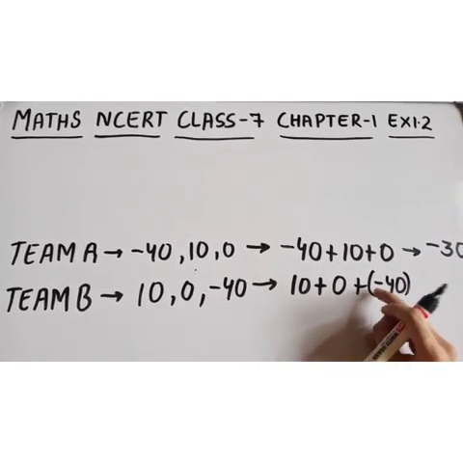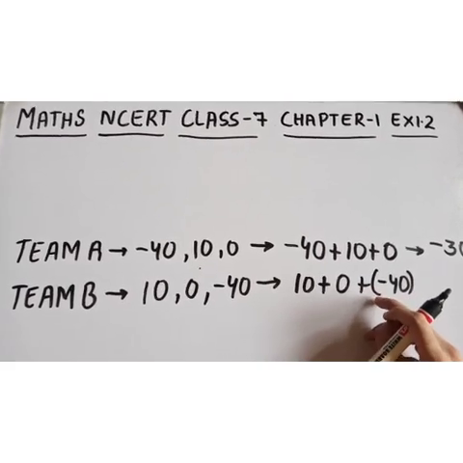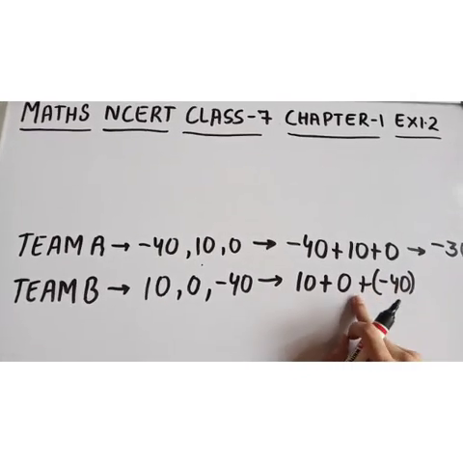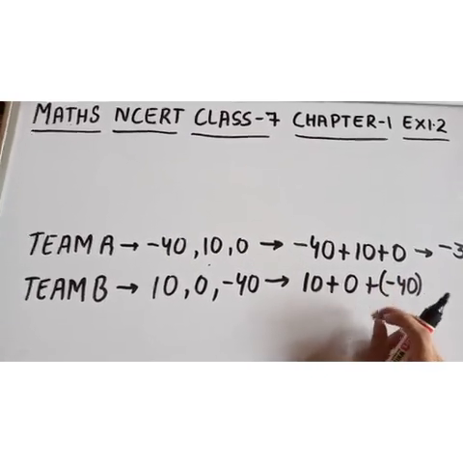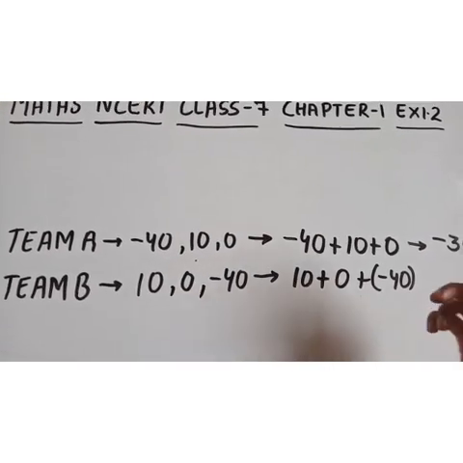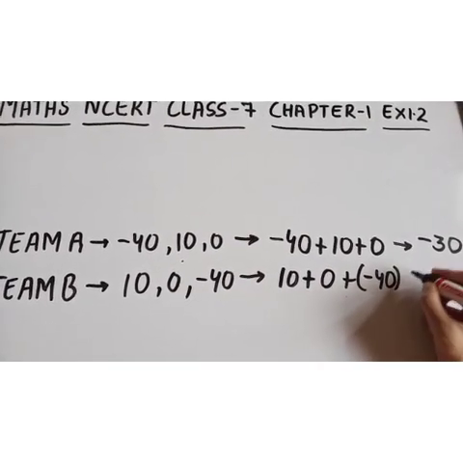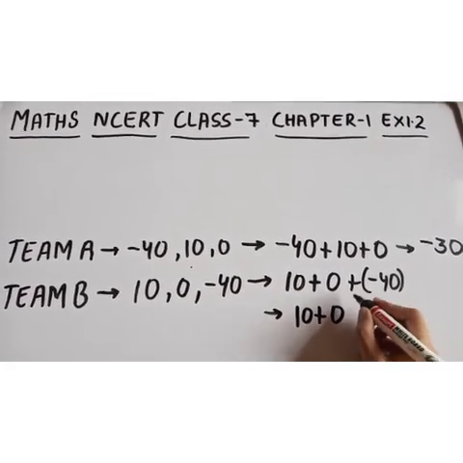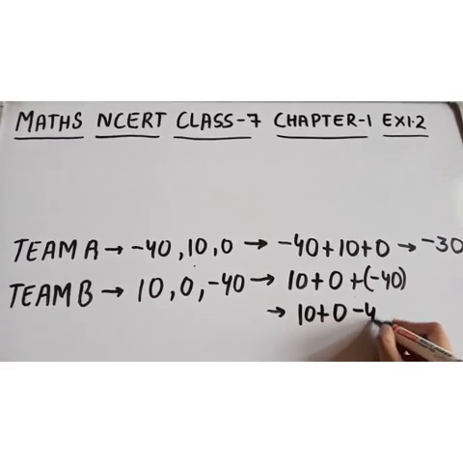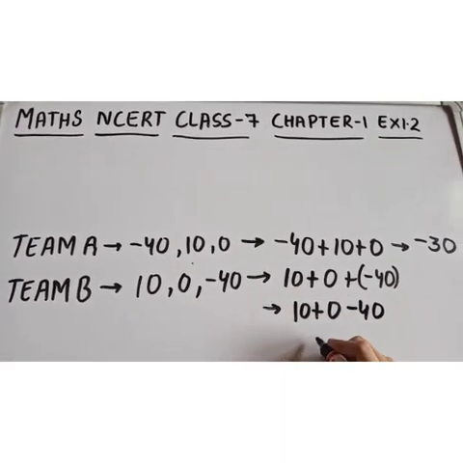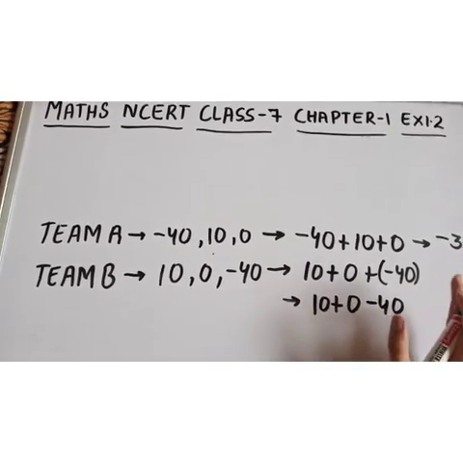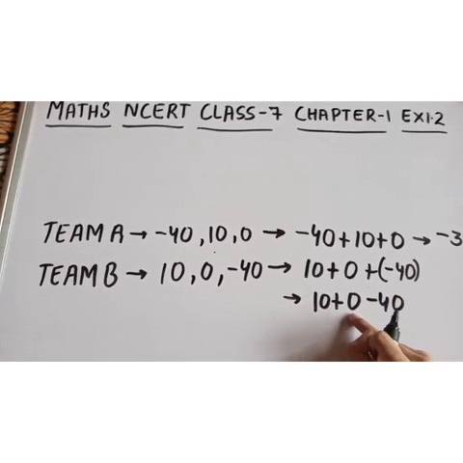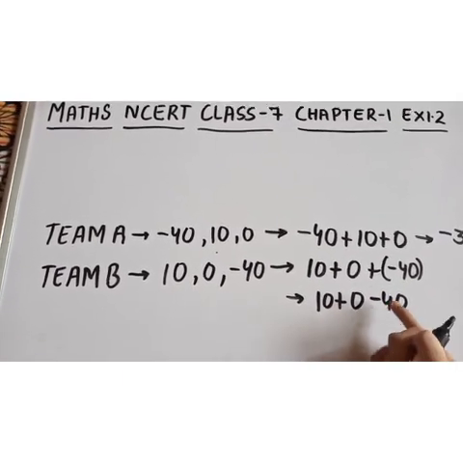First of all, we have to change the sign. As I have told you, whenever a number is in the bracket and there is another sign in front of it, we have to change the sign. So let's change the sign first. 10 plus 0 plus minus -40. Now 0 is not having any value, so leave 0. Now let's subtract these two numbers.